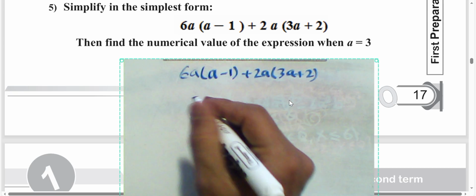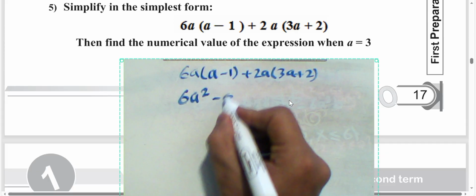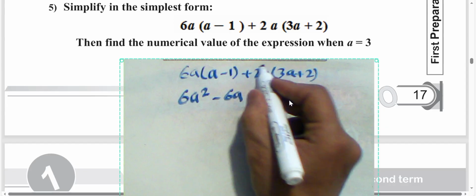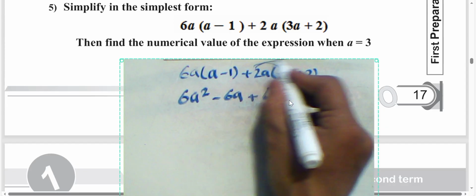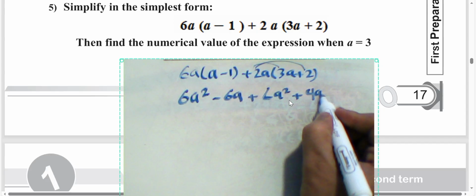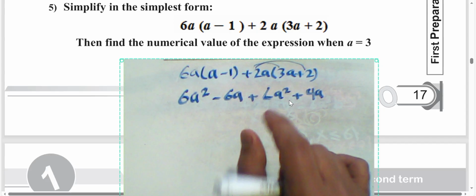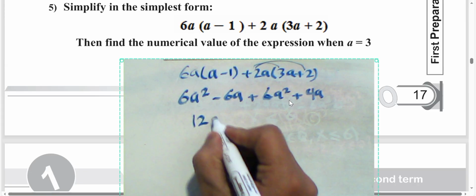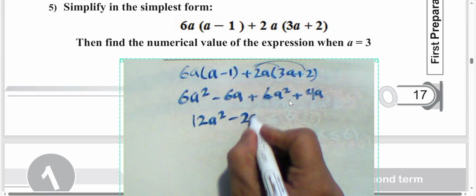6a times a will be 6a power 2. 6a times negative 1 will be negative 6a. And 2 times 3 is 6, a times a equals a power 2. And 2a times 2, 2 times 2 is 4, then we have 4a. 6a power 2 plus 6a power 2 equals 12a power 2. Negative 6a plus 4a will be negative 2a.